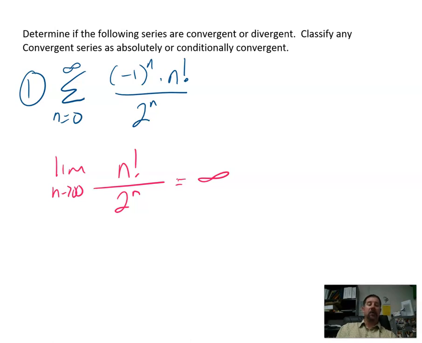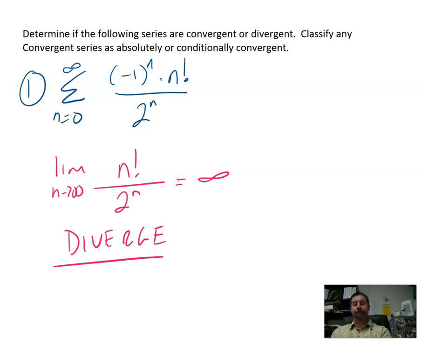Because that goes to infinity, this fails the nth term test for convergence, and therefore this is going to diverge, and I don't have to do anything else. That's why we always want to do this test first, right?